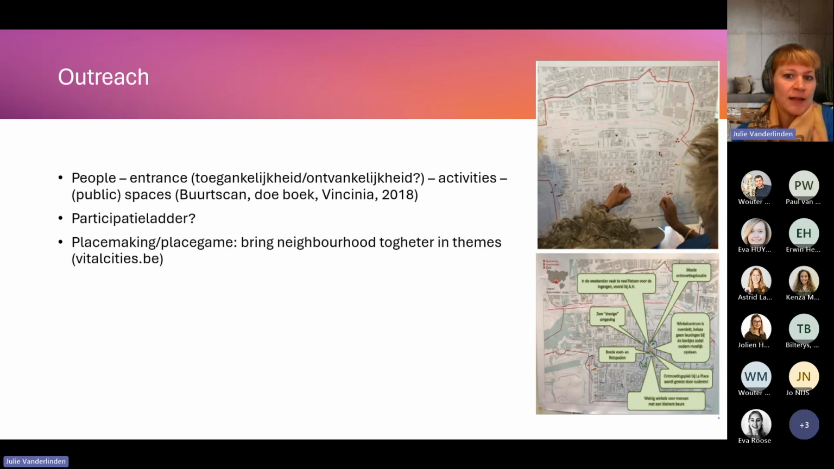So if you're interested in that, there's quite a lot of examples in Flemish literature, but also in international literature. Buurtscan is one, Doeboek and Vinsinia is also one. We also have vitalcities.be, which is also a website from the Hogeschool Ho West, I think, if I'm not mistaken. And also Odyssey has a booklet on ResoKit, which is something about Buurtscan also in the Brussels area.